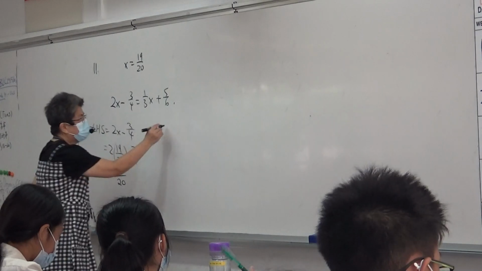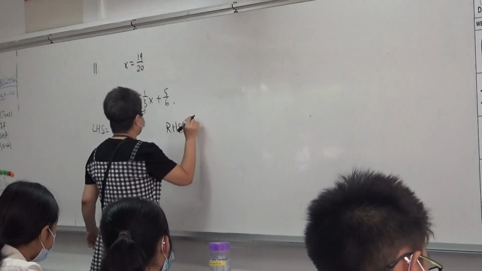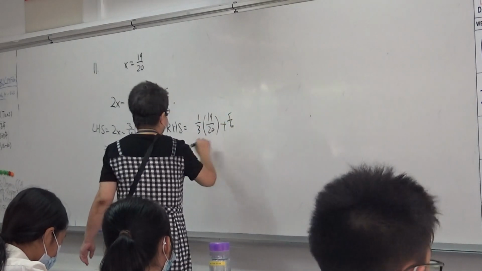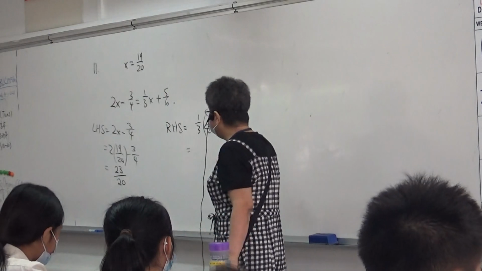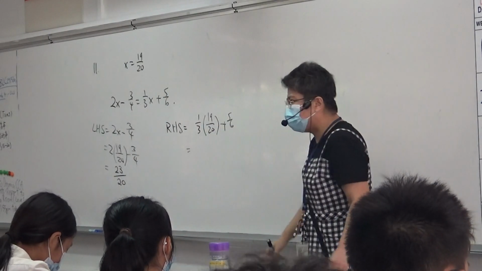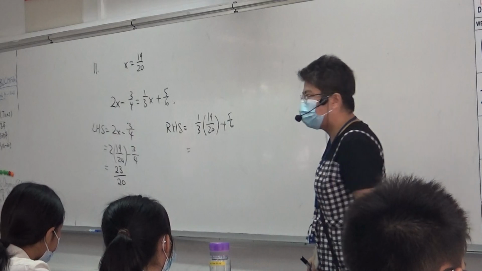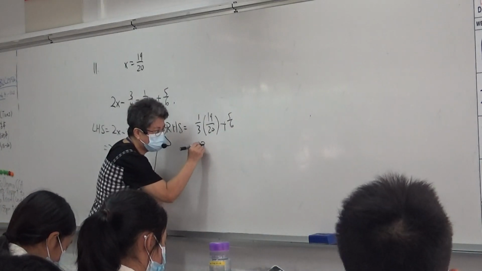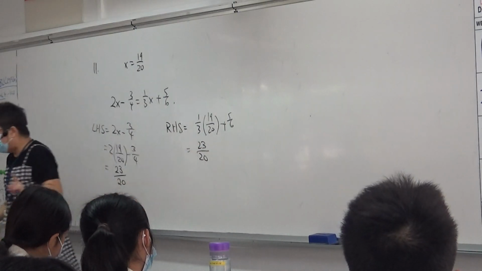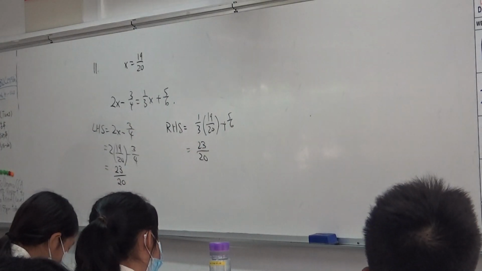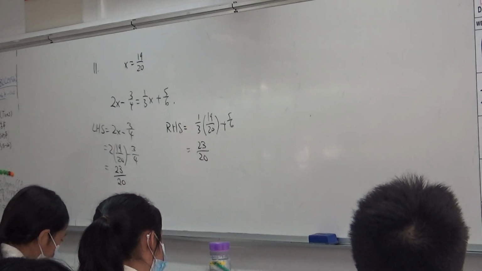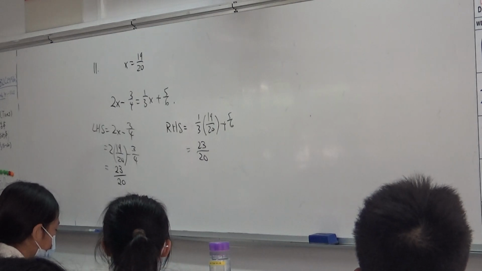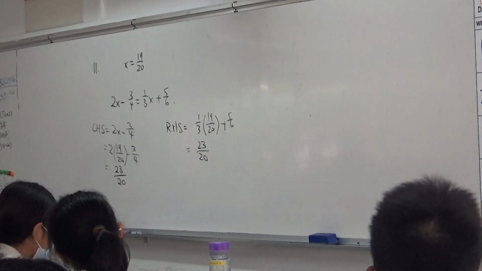Okay. Now, then you go on to the right hand side. 19 over 20 times 1 third plus 5 over 6. Is it also 23 over 20? Now, it will only be a solution when the left hand side is the same as the right hand side. Okay, so this is question 11.